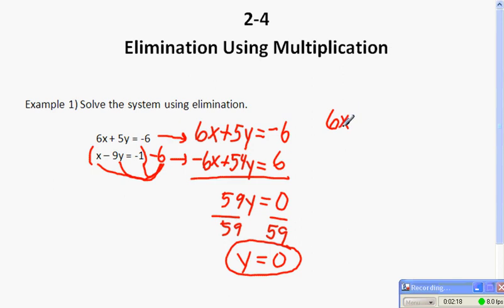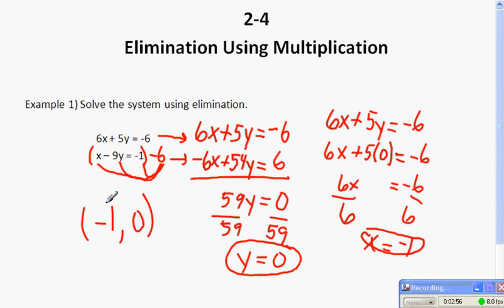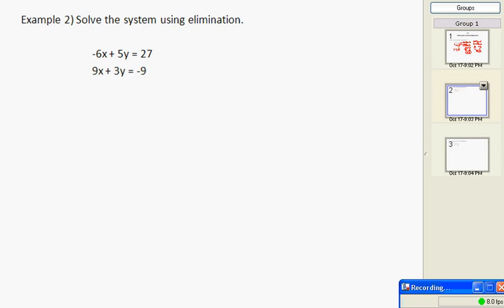Once you have one of your values, you're going to use this and substitute into one of the original equations. One of the original equations we have is 6x plus 5y equals -6. Substitute in 0 for y. Here's my substitution. Equals -6. And we get 6x equals -6. Divide both sides by 6. And we find that our solution for x is -1. So the solution, or point of intersection, for this problem, we get -1, 0.